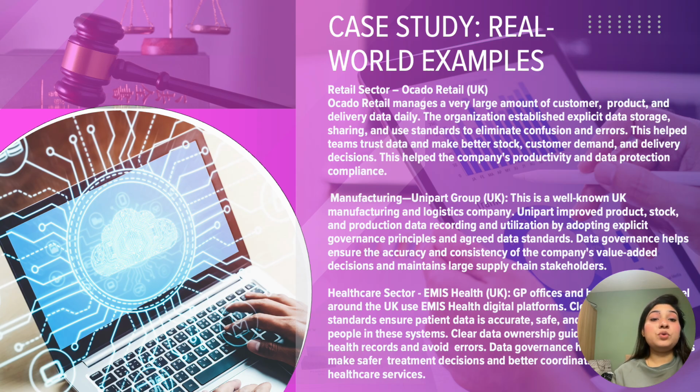On the other side, in the manufacturing sector, Unipart Group provides a strong example of how data governance supports operational efficiency. Manufacturing and logistics depend heavily on accurate product inventory and production rates. Unipart adopted agreed data standards and clear governance principles to ensure consistency across its systems and supply chain. This improved coordination between teams and external partners, reduced data discrepancies, and increased trust among stakeholders. As a result, operational decisions become more reliable and better aligned with business objectives.